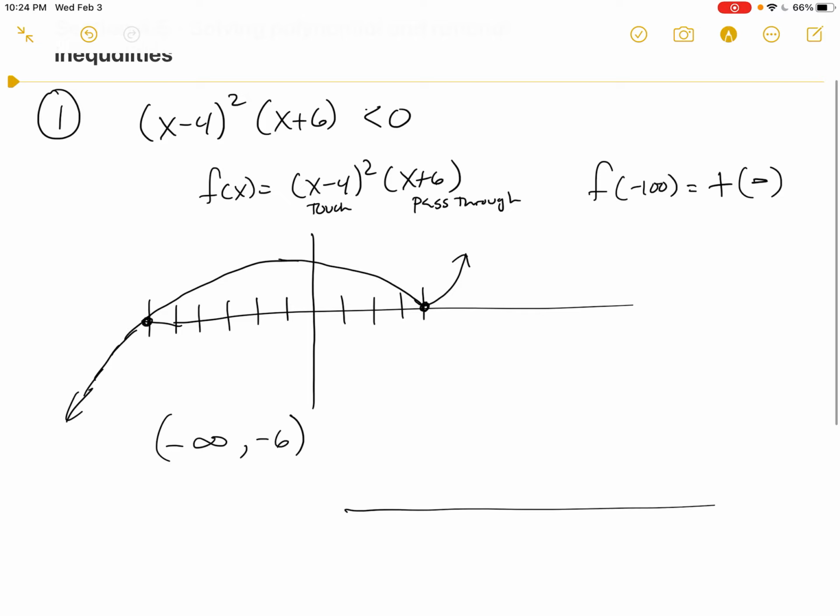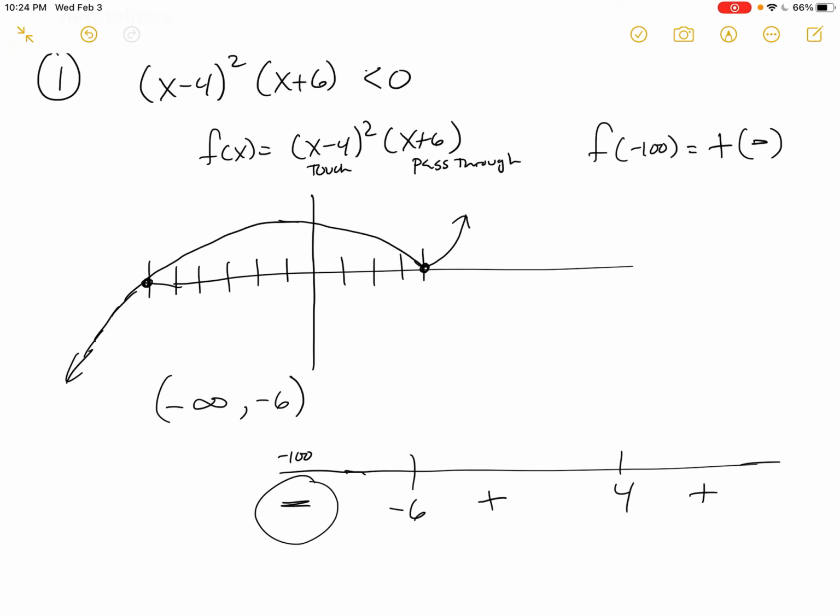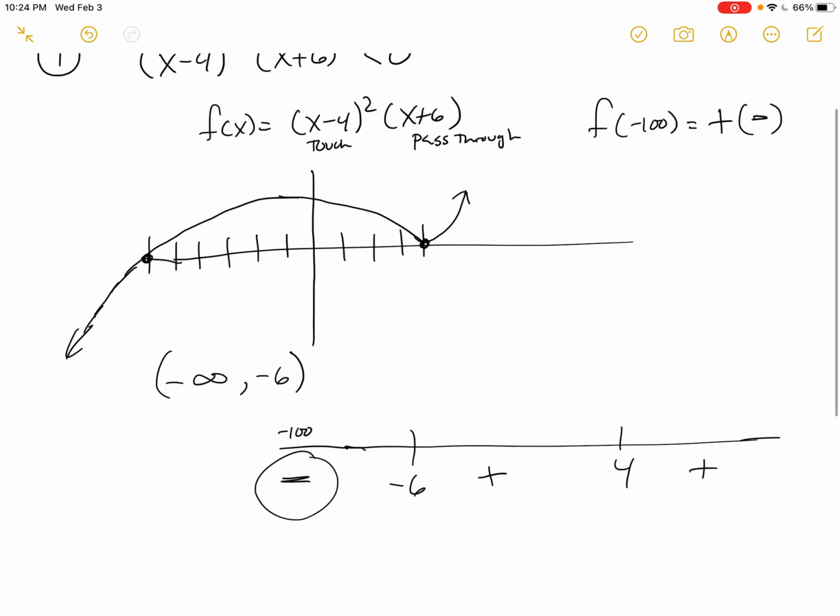Remember, the traditional way to do this would be to plot all the zeros on a number line. Right? So if you go back to your intermediate algebra book or notes, you'd see yourself do this. Test a point like negative 100. Realize that it's negative. Because negative 6 is odd multiplicity, we're going to pass through. And after the 4, we're going to stay the same sign because it touches. And so then we would have only one region in which we are negative, and it would be the negative infinity to negative 6 region. So I don't know if you feel like it's a waste of time to graph because you're getting pretty much the same information with our traditional approach.